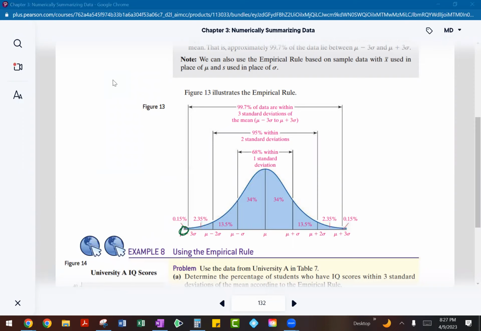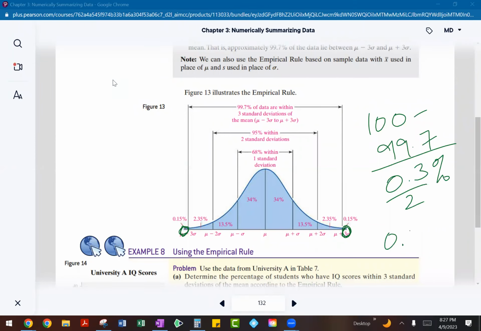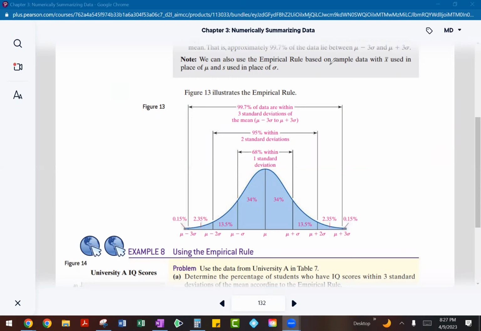0.3% left in this tail area here and here, these two put together. So that's going to be 100 minus 99.7%, which will end up leaving you with 0.3%. Divide that by 2 and you get 0.15%. And that's why you will see each of these tails are only 0.15%.